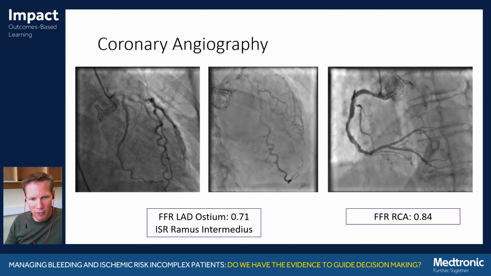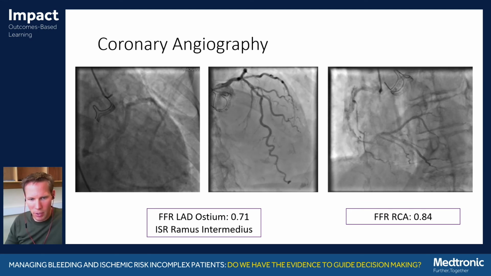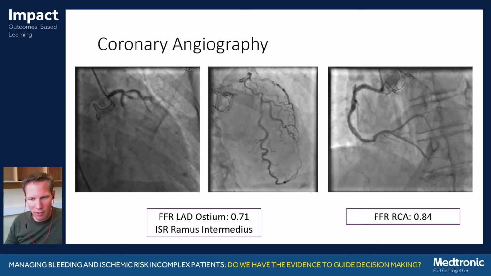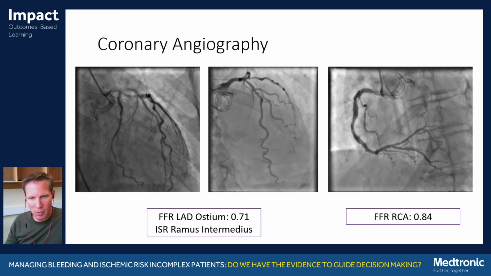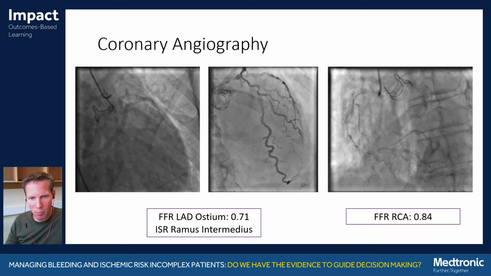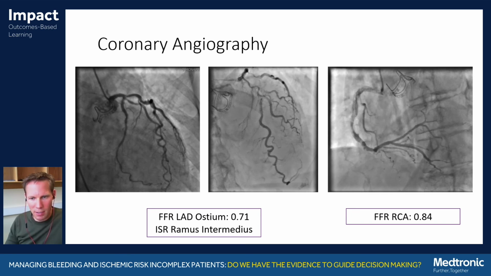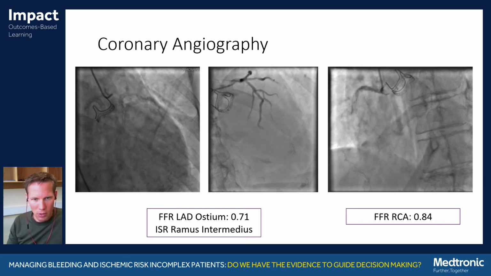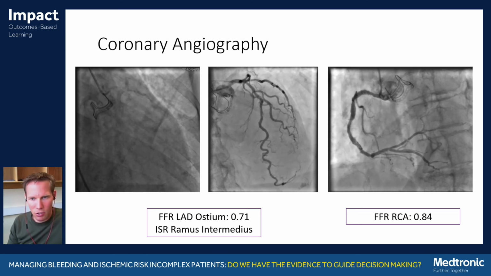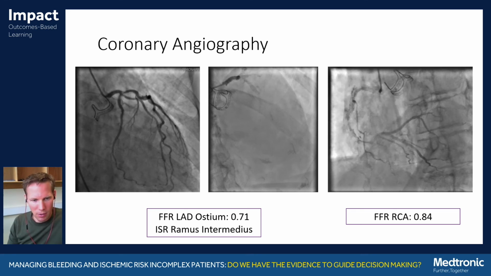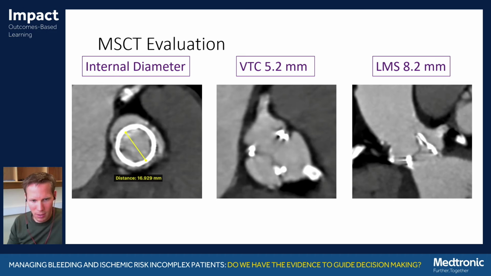We performed an FFR on the ostium of the LAD. It was 0.71, and an FFR on the right coronary, which I suppose demonstrates some diffuse in-stent restenosis in the proximal portion, and diffuse atheromatous plaque throughout, was somewhat surprisingly not significant. So a significant ostial LAD lesion and some in-stent restenosis in that ramus intermedius stent.